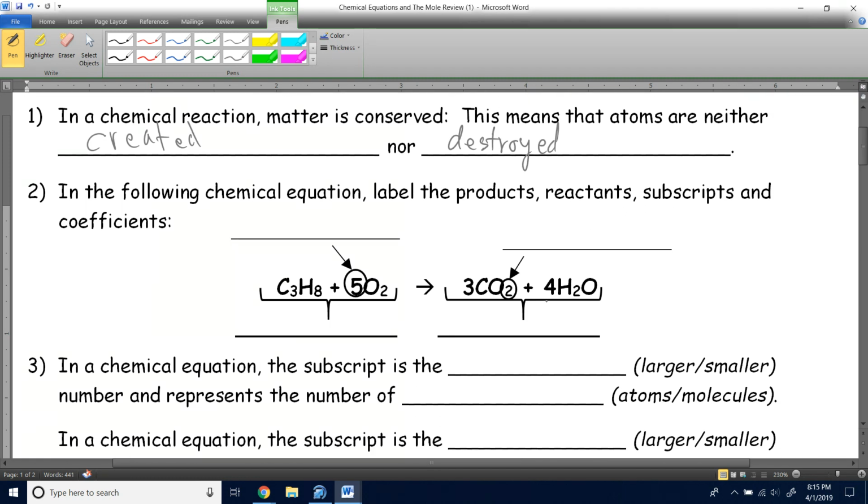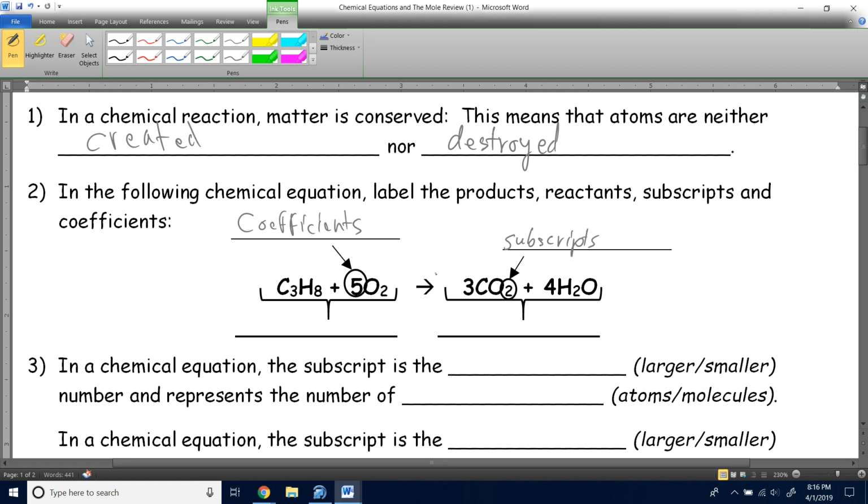So let's keep going. So in the following equation, we're going to label the products and the reactants, subscripts, and the coefficients. So for this guy right here, this 5, it's in front of the molecule. So if it's always in front of the molecule, that means those are our coefficients, okay? All right, so if those are our coefficients, that means these guys right here, the small numbers on the bottom of the atoms, those are our subscripts, all right? Subscripts. Sorry, my spelling is really bad today.